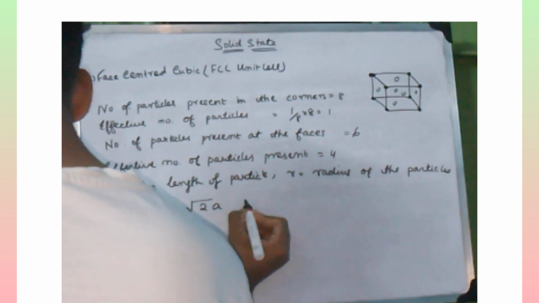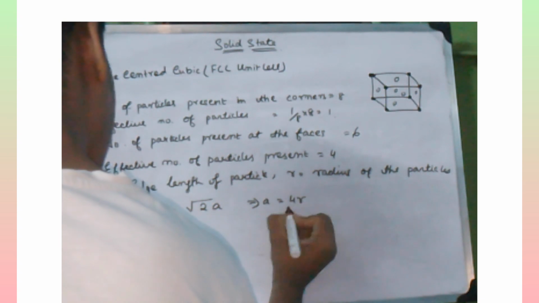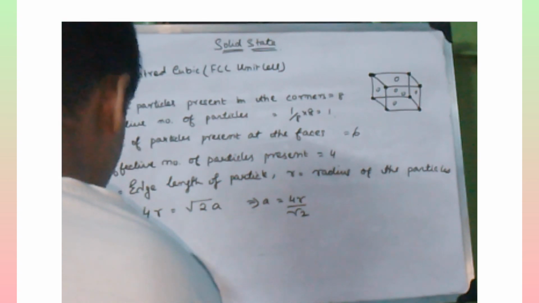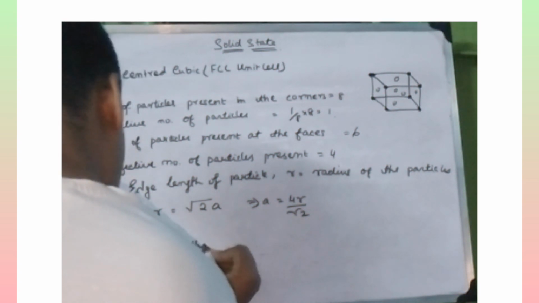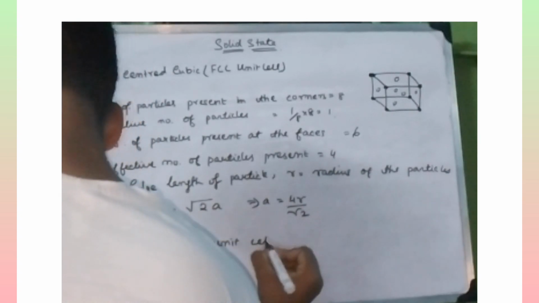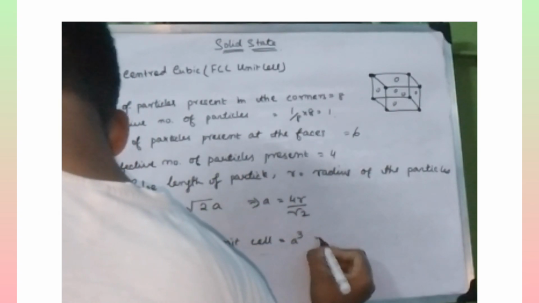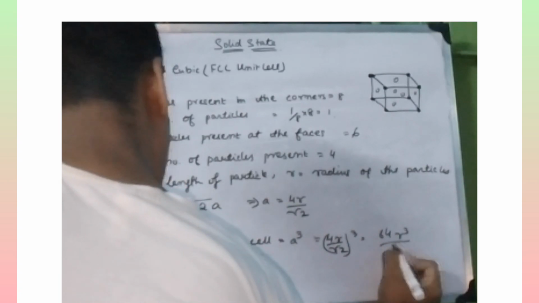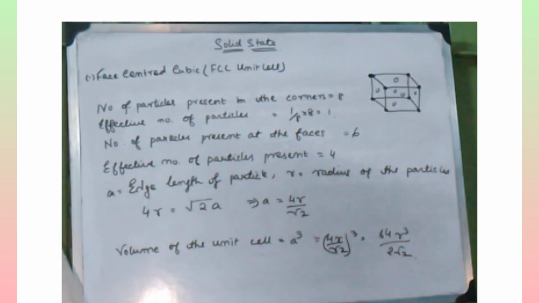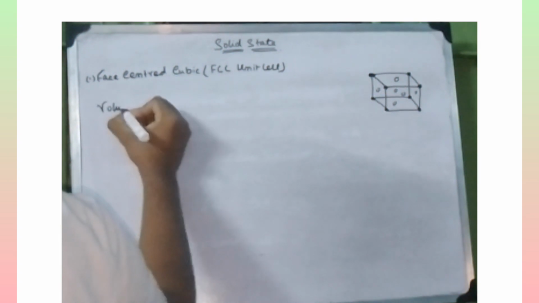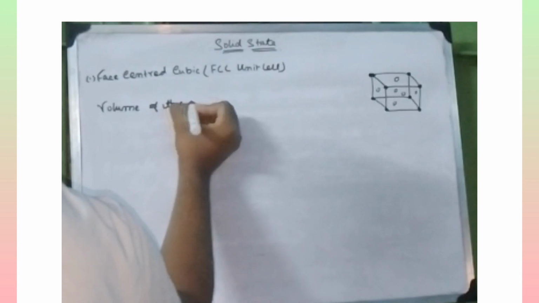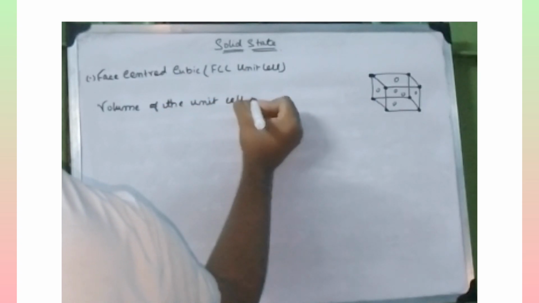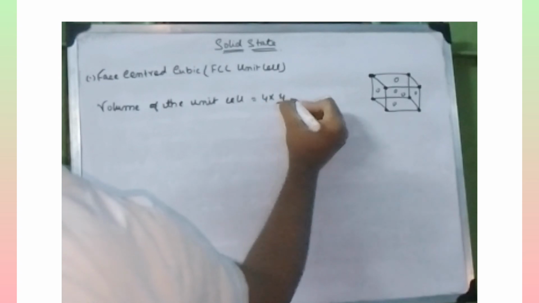And for this, we will say that 4R equals root 2 A, which will result to A equals 4R by root 2. The volume of the particle will be A cube, as it was done previously, which will result to (4R by root 2) whole cube, equals 64R cube divided by 2 root 2. And the volume of the unit cell will be 4 into 4 by 3 pi r cube, which will result to 16 by 3 pi r cube. To understand this more carefully, I will share the diagram of the face centered cubic system.